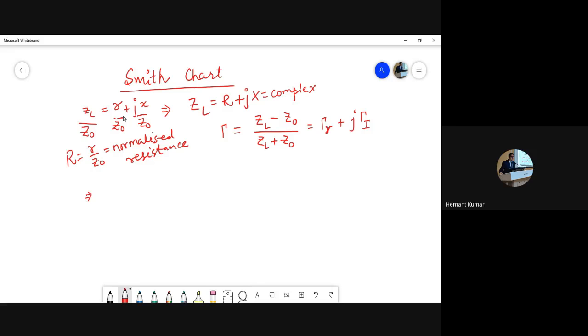Now put the value of ZL, R plus jX minus, sorry, this will also be normalized, because if you put ZL here, then you need to normalize it, right?